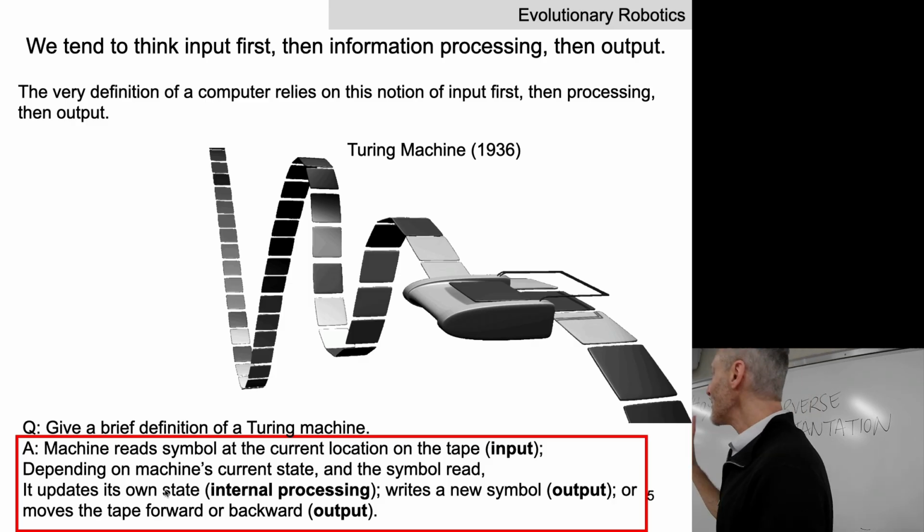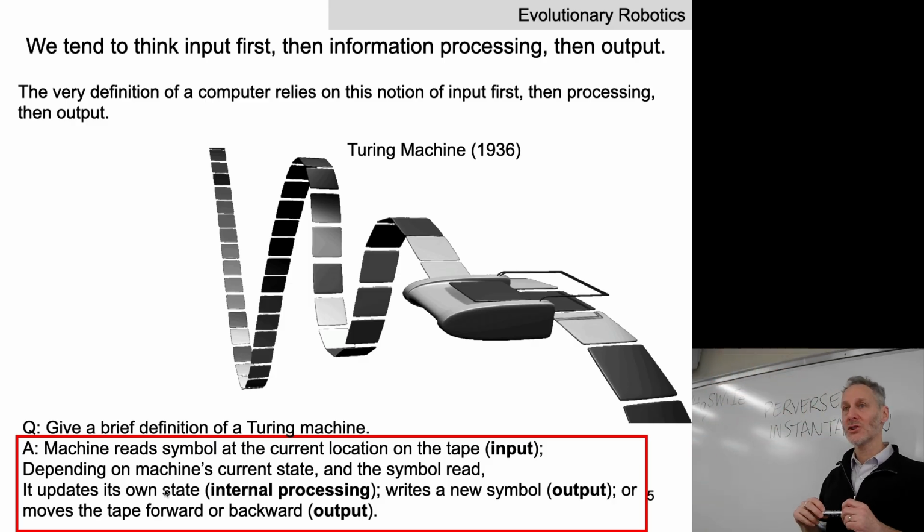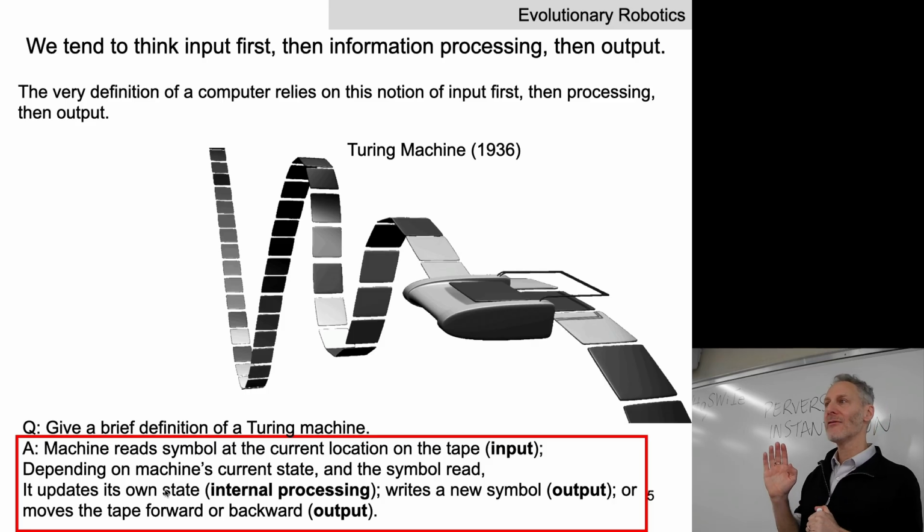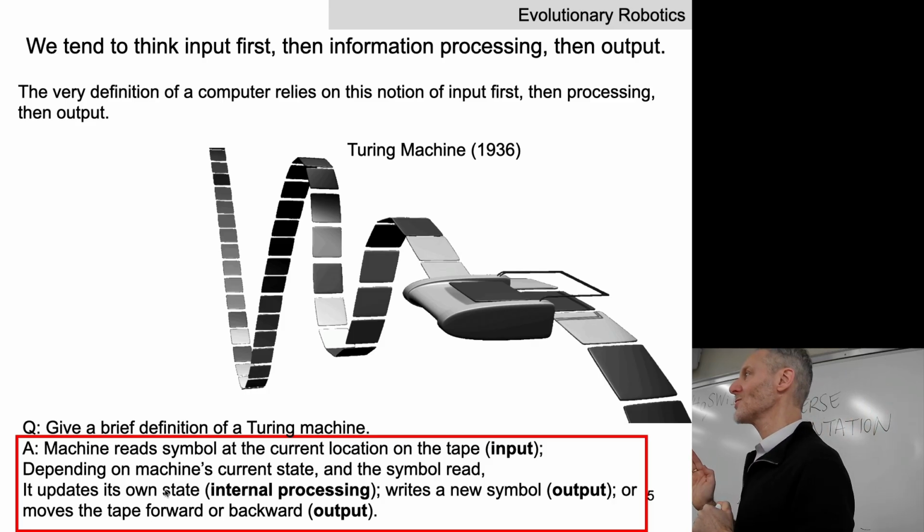So the key thing I want you to take away from today, if you haven't seen a Turing machine before, is that this is a machine that's kind of different from all previous machines up until 1936, or at least they were never formalized in this way.